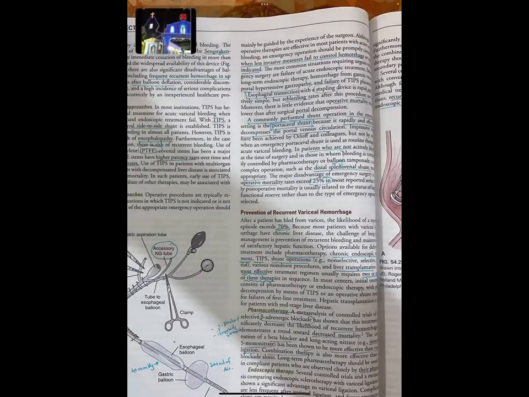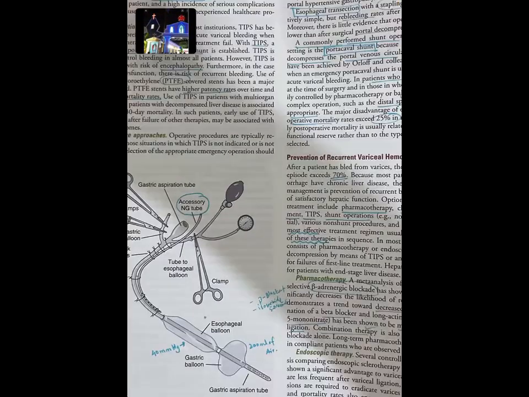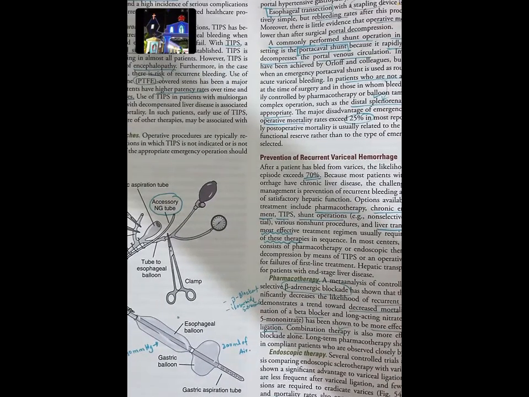So here, then prevention. In prevention, the first point is pharmacotherapy. In pharmacotherapy, the first pharmacological agent they are telling us is beta blockers. It has been shown to be an effective treatment that significantly decreases the likelihood of recurrent hemorrhage and mortality.